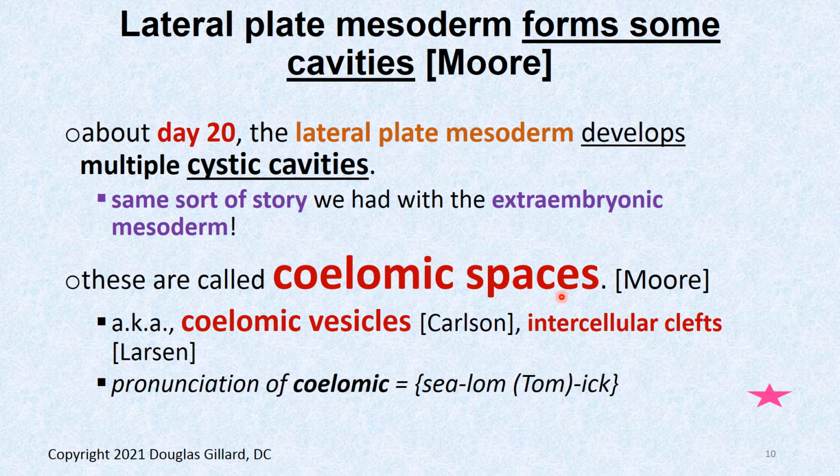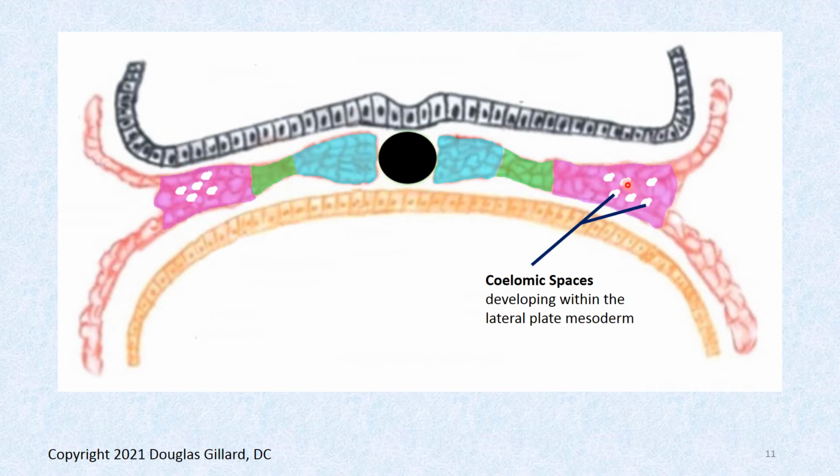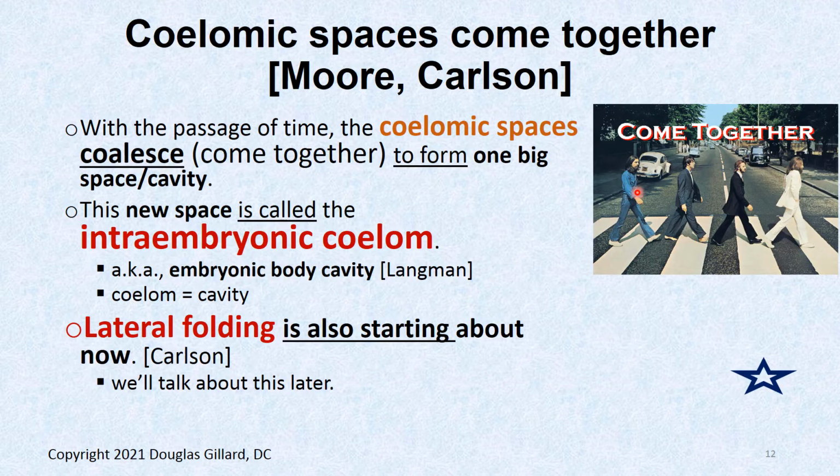They're called coelomic spaces, or coelomic vesicles, or intercellular clefts, which Larsen calls it, depending on which board book you use. So I don't think that's super important, because they really don't do anything other than coalesce into one big cavity. Those little coelomic spaces come together and form an intraembryonic coelom, or Langman calls it the embryonic body cavity, which I don't like because it's not a body cavity yet. But that's Langman doing his thing, kind of being an outlier, and it makes it frustrating for students when there are so many different a.k.a.s they have to learn. But nevertheless, Langman calls it the embryonic body cavity.